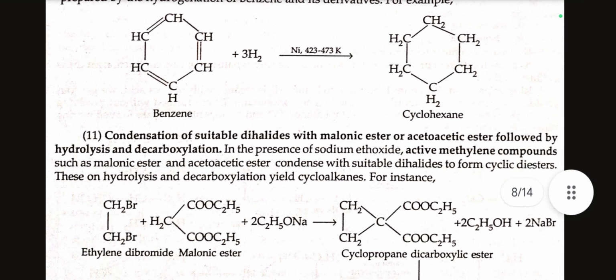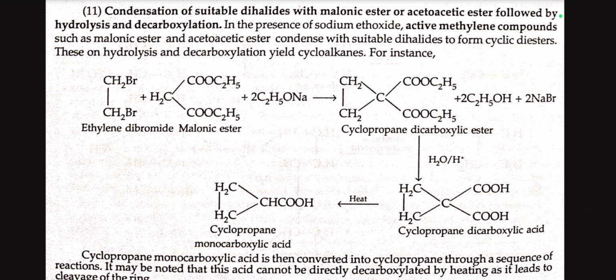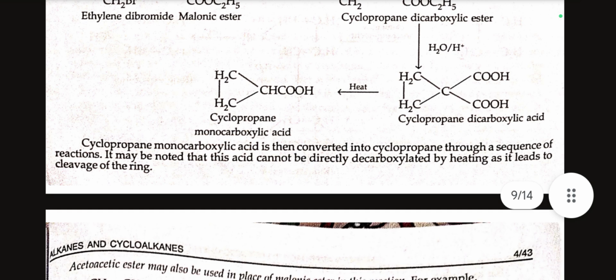Condensation of suitable dihalides with malonic ester or acetoacetic esters, followed by hydrolysis and decarboxylation. In the presence of sodium methoxide, active methylene compounds such as malonic ester and acetoacetic ester condense with suitable dihalides to form cyclic diesters. These on hydrolysis and decarboxylation yield cycloalkanes. For instance, ethylene dibromide plus malonic ester gives us cyclopropane dicarboxylic ester, and upon hydrolysis it gives us cyclopropane dicarboxylic acid, and upon heat it gives us monocarboxylic acid.